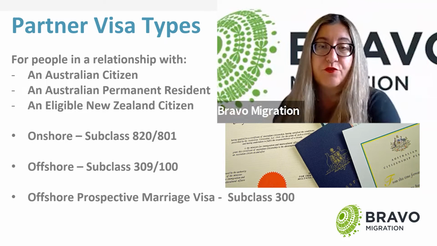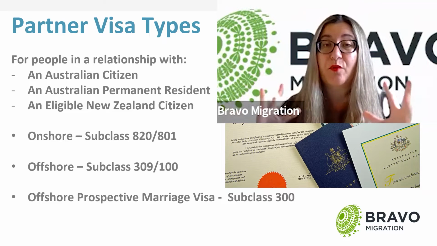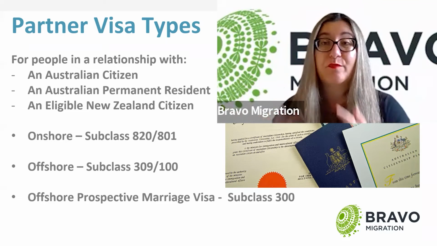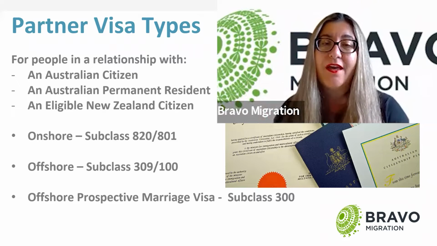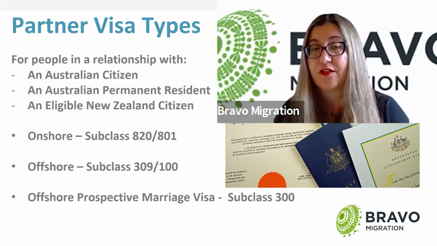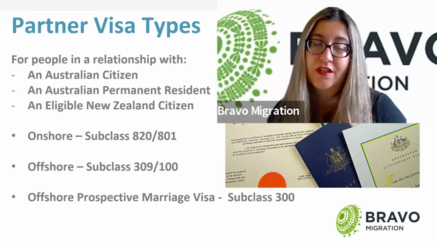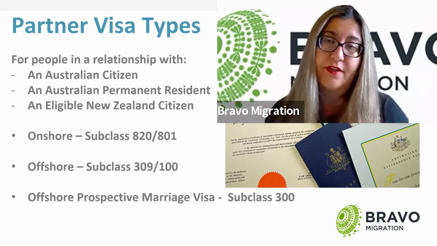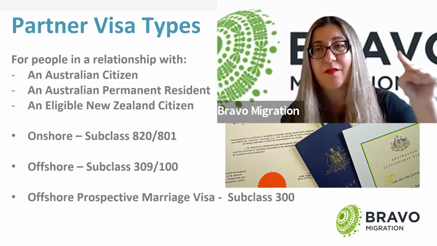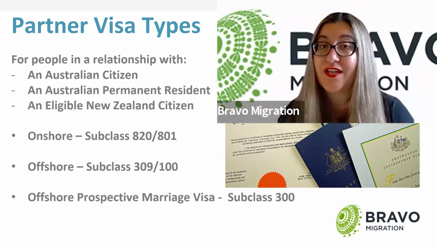Now, subclass 300, as I said, is a visa for people who will get married. It's only for people who are outside of Australia, and it is a temporary visa, and it's normally valid for 9 months. The person enters the country, must get married to that Australian partner, and then they apply for subclass 820 and 801.